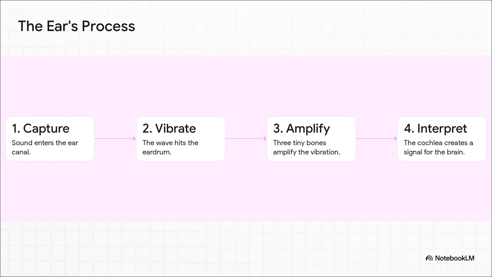First, your outer ear acts like a funnel and captures the wave. Second, that wave travels down and hits the eardrum, making it vibrate. Third, and this is so cool, three of the tiniest bones in your body act like little levers to amplify that vibration. And finally, a tiny snail-shaped part called the cochlea translates it all into an electrical signal that the brain can finally interpret as sound.